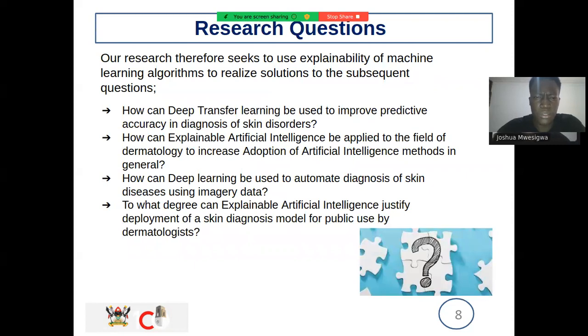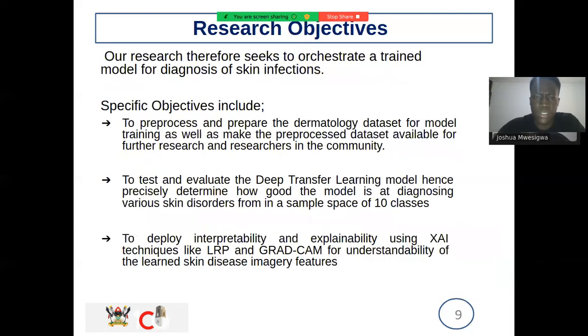Our research questions include: how can deep learning be used to improve predictive accuracy in diagnosis of skin diseases in particular? How can we deploy explainable artificial intelligence techniques to explain the predictions that will be made by our models? And then how can we implement those techniques in particular to the skin diagnosis problem?